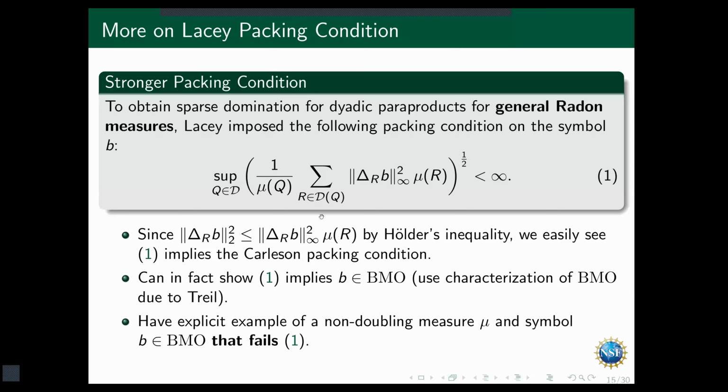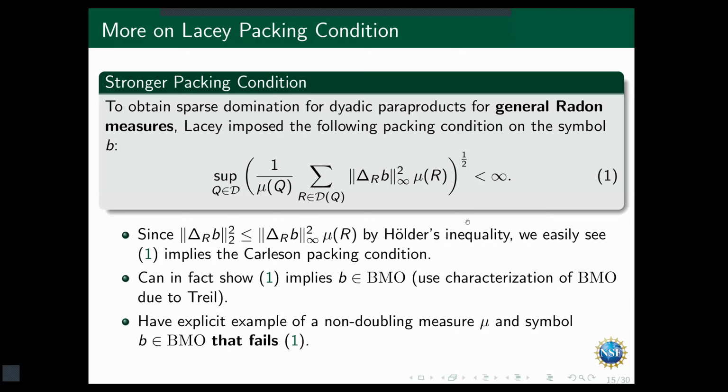But just by Hölder's inequality, you get that this L2 norm squared is controlled by the infinity norm squared times mu of R, right? So that's trivial. And so this implies condition 1 is stronger. It implies the Carleson packing condition. And you can actually show that it also implies the martingale BMO condition, which is stronger than Carleson packing. But we were able to give an explicit example of a non-doubling measure mu and a symbol B in martingale BMO that fails this Treil packing.